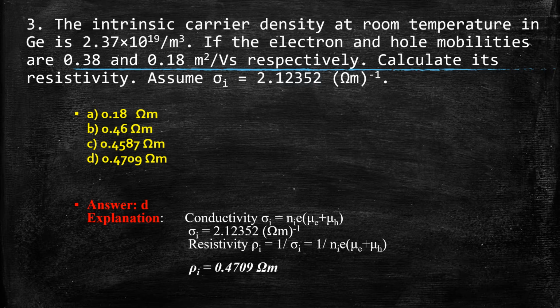The answer is D. We find this from the formula of resistivity given by 1 by sigma I, where sigma I is given by Ni e (mu e plus mu h), and substituting the respective given data, we find rho I, the intrinsic resistivity, to be 0.4709 ohm meter.